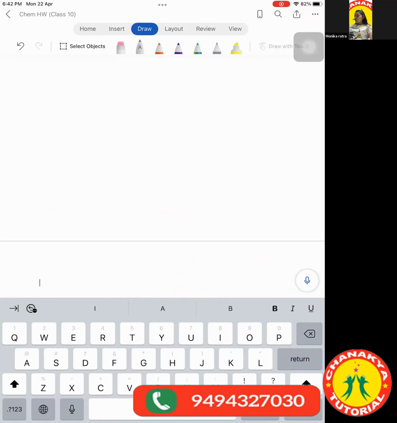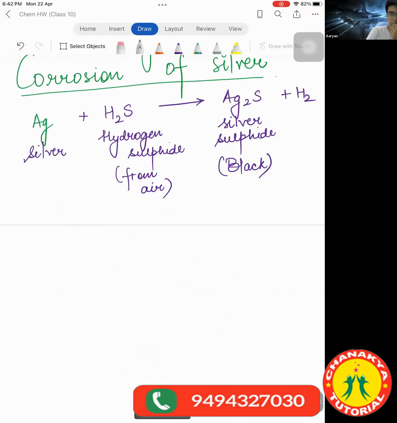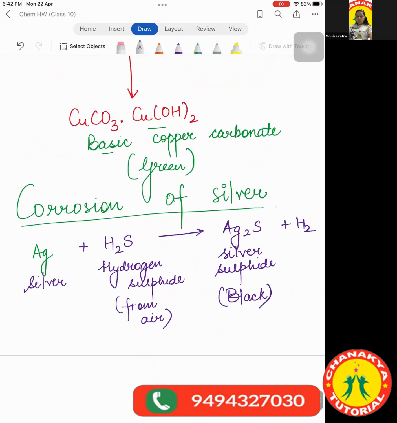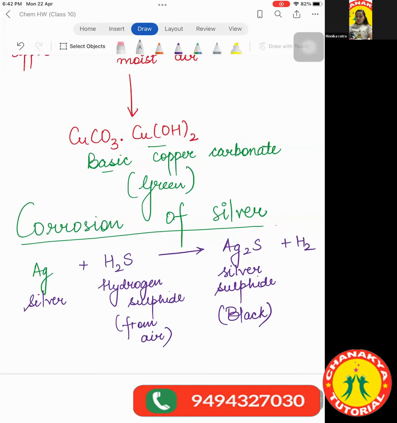Okay, let's move further. Ma'am, now writing. Okay, no problem. Next, we need to know about the prevention of rusting. How can we prevent the rusting of iron?